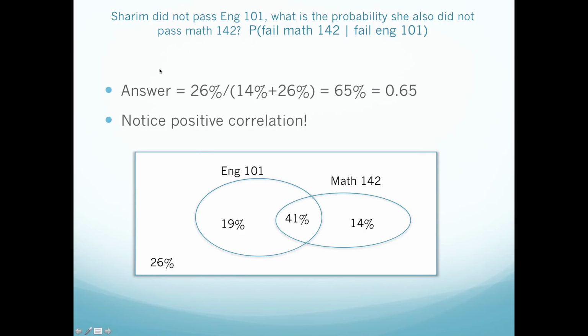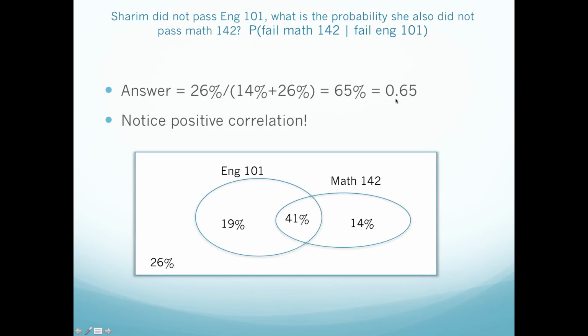Okay, and the last question. Shireen did not pass English 101. What was the probability she also didn't pass 142? So probability failed 142 given that you failed English 101. Well, these two numbers are inside English 101. I want the people who are outside of English 101. So everyone outside of this circle is the 14% over here and the 26% here. They're the ones who did not pass English 101. Out of those two numbers or groups of people, which ones also did not pass math? And that's the 26%. So we get 65% or 0.65 when we do the math.